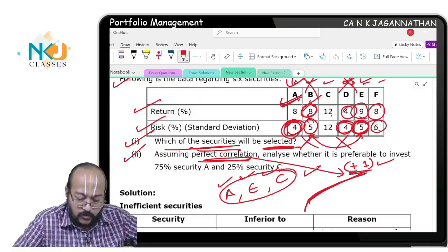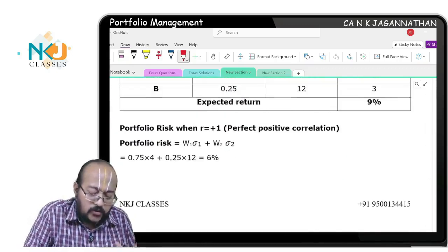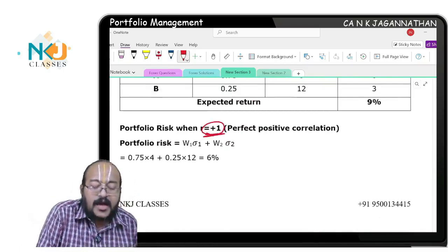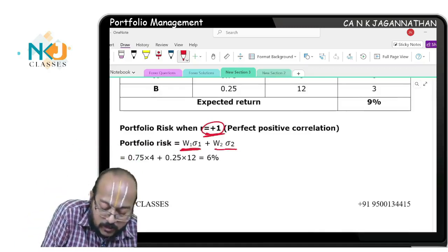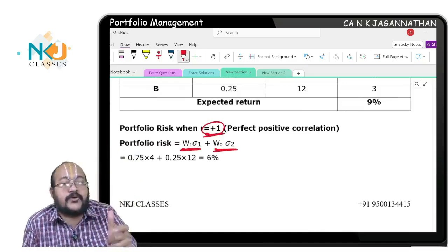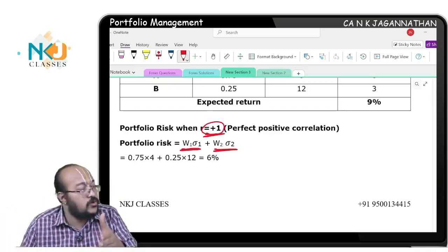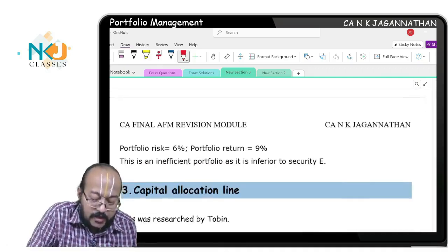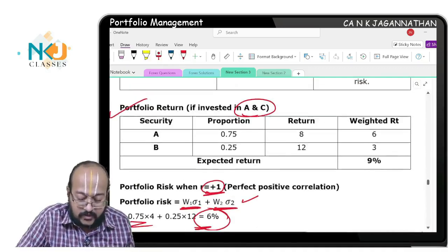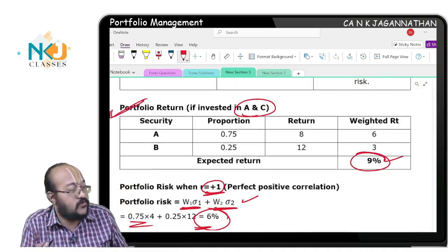Now what do you do? If the correlation is perfect positive, how do we solve? Very simple. When r is plus 1, I told you the portfolio risk formula is simplified to (W1 sigma 1 plus W2 sigma 2), the whole square, like (A plus B) whole square. So the 2AB term vanishes. Simply W1 sigma 1 plus W2 sigma 2. If you solve this, you will get portfolio risk as 6%, and portfolio return is 9%, the weighted average return of the individual securities. Are you all understanding what I am trying to say?